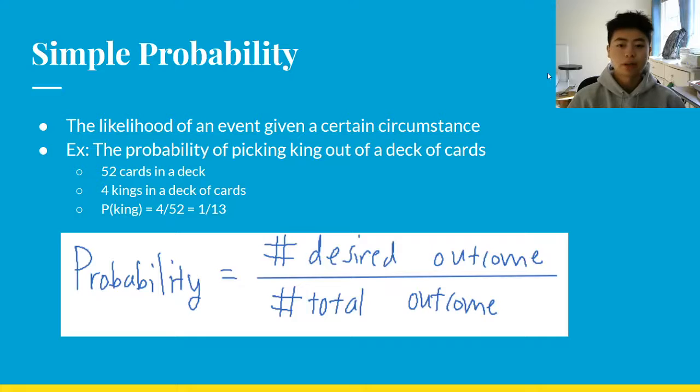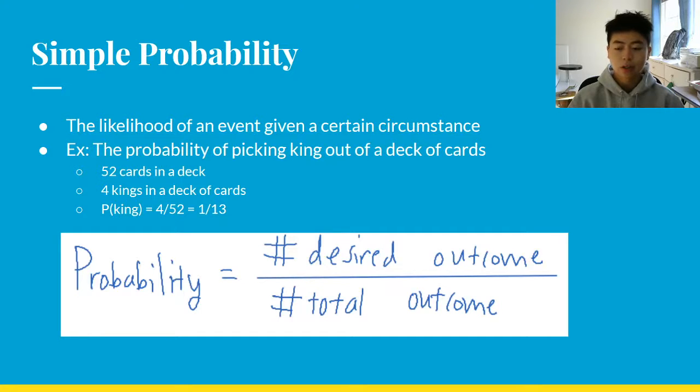To get a firm understanding, simple probability is the likelihood of an event given a certain circumstance. Probability is always a number from 0 to 1, and it's usually in the form of a fraction or a percentage. An example of this would be picking a king out of a deck of cards.